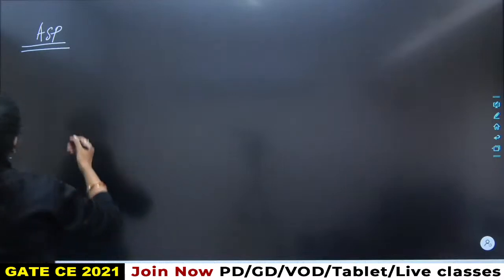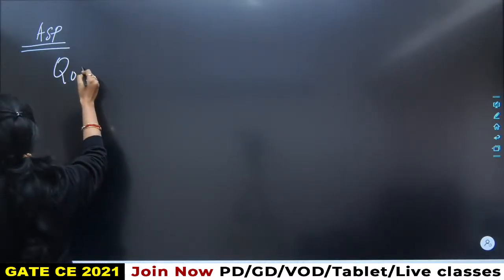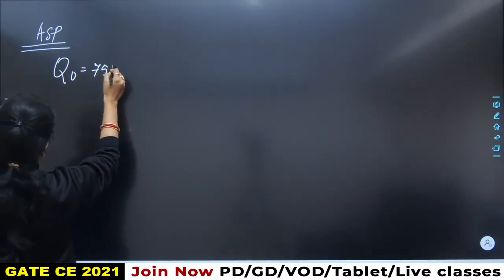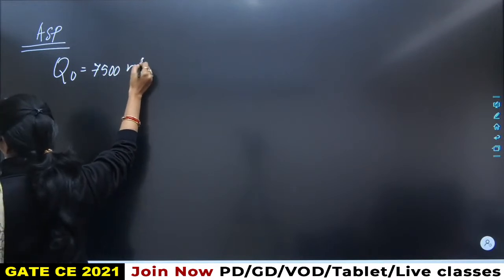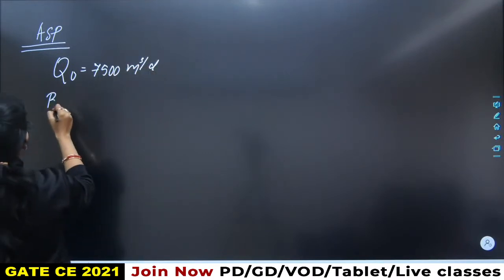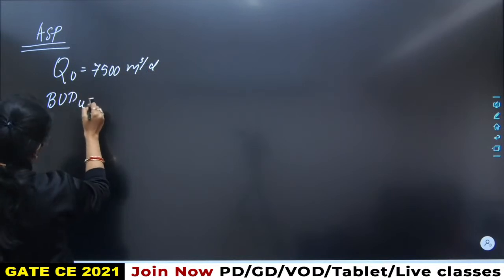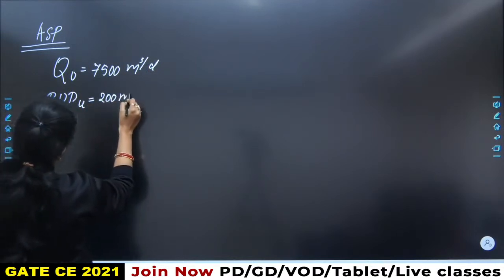Now, if we talk about this activated sludge process, the data I am having is 7500 meter cube per day. Ultimate BOD is given to you as 200 mg per liter.